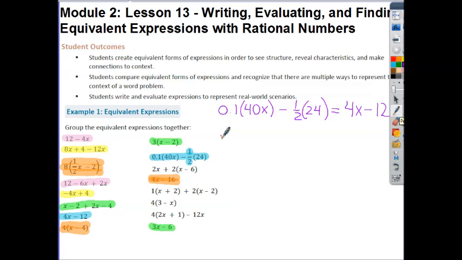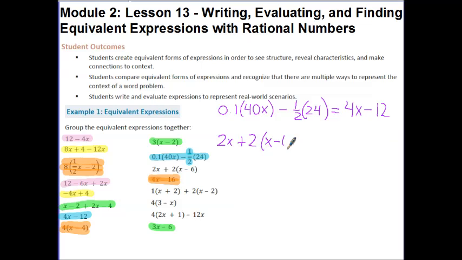On our next problem, we have 2x plus 2 times x minus 6. Now again, we have to learn to follow the order of operations, so we need to multiply before we add. And notice you wouldn't be able to add these anyway because they're not like terms. But we have to do multiplication first, and that here is the distributive property. We're multiplying a 2 to x and a 2 to 6.